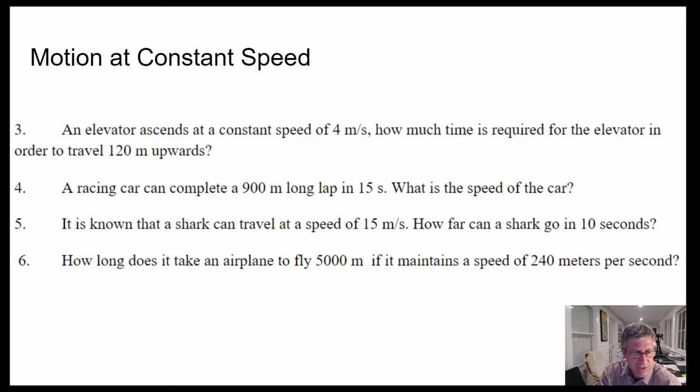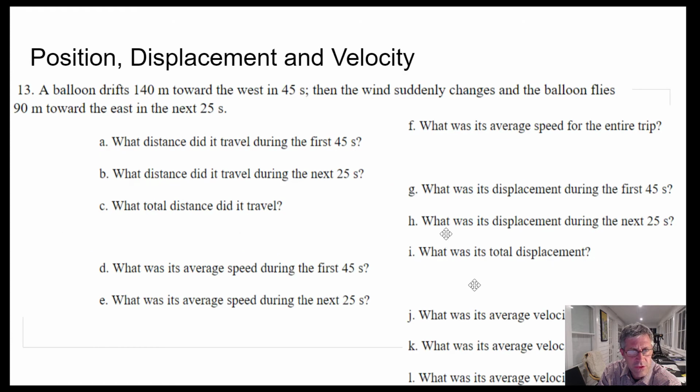I'm going to jump ahead in the interest of time. So let me go over these other questions, which are around position, displacement, and velocity. This is one question with a bunch of parts to it. So I have a balloon. It drifts 140 meters towards the west. Okay, so I'm going to draw a diagram, right? 140 meters to the west in 45 seconds. And then it suddenly changes, and the balloon flies 90 meters towards the east in the next 25 seconds.